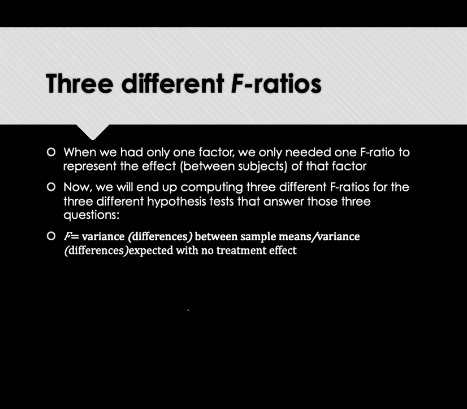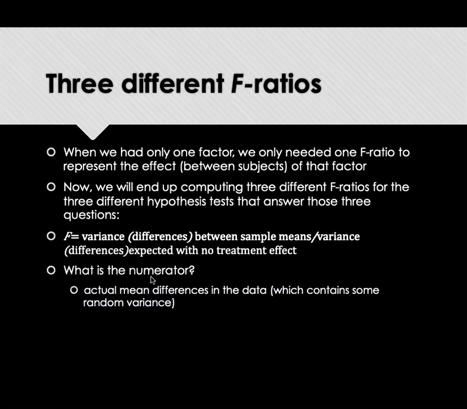Recall that the F ratio, or the F test statistic, is the variance or differences between sample means divided by the variance or differences that you would expect with no treatment effect, right? So the numerator in the F ratio is the actual mean differences in the data. So what are the differences, the average differences in the sample data that you've got.